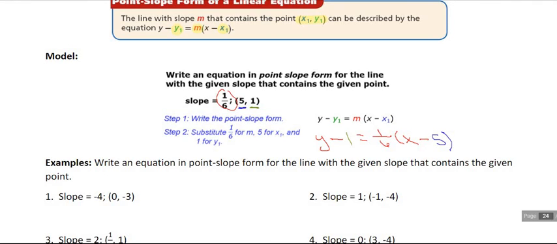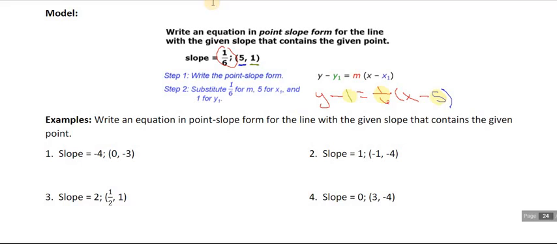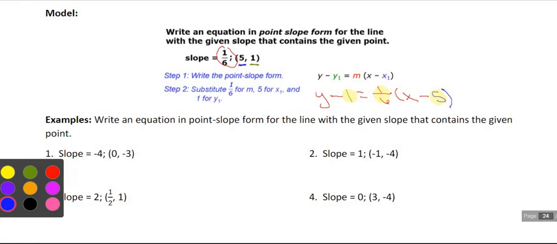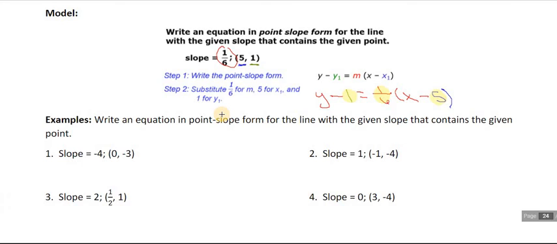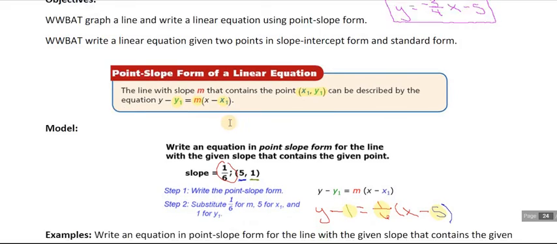Okay, so the pieces that we are plugging in are going to be slope, x1, y1 from the ordered pair. So our first 4 examples, we are going to do just this. We're going to write an equation in point-slope form. I'm going to start off by writing y minus y1 equals m times x minus x1. So there's my point-slope formula as written up here and also on your reference sheet.